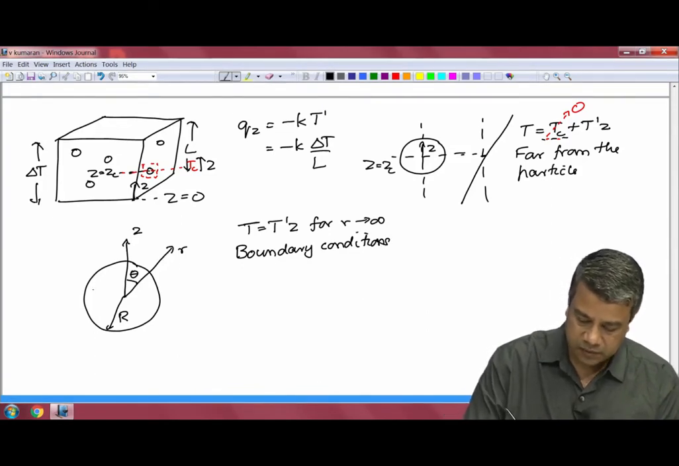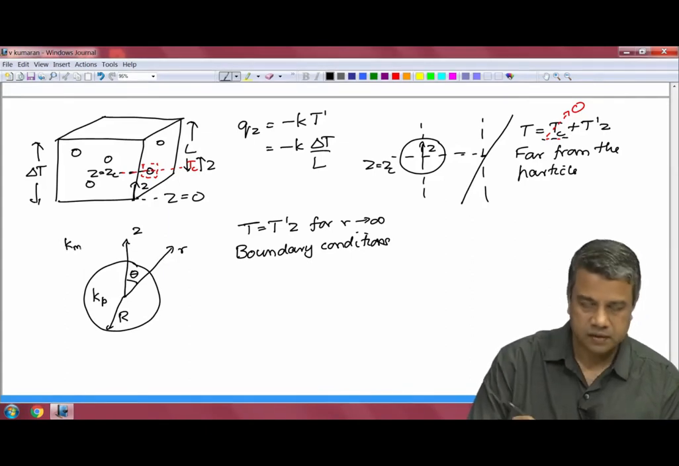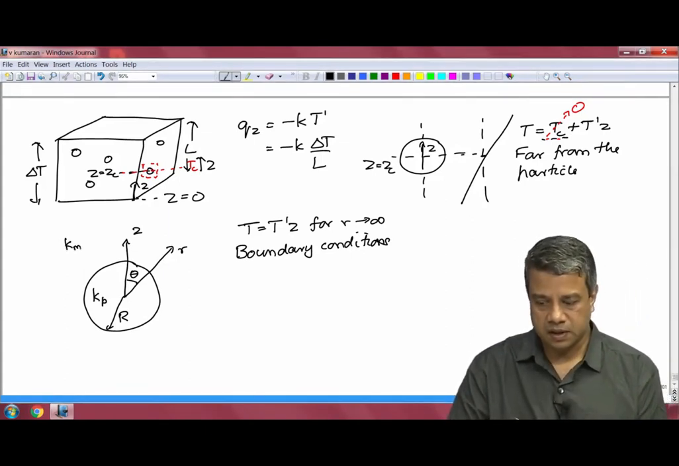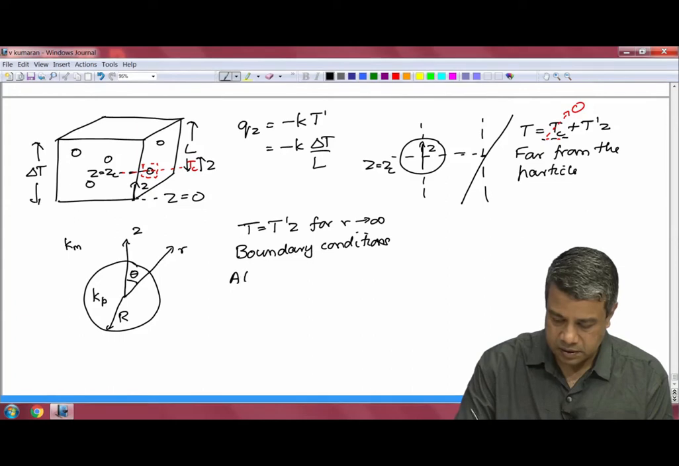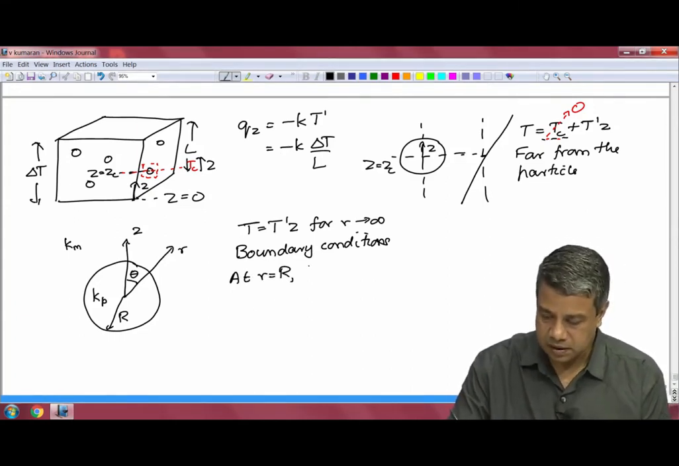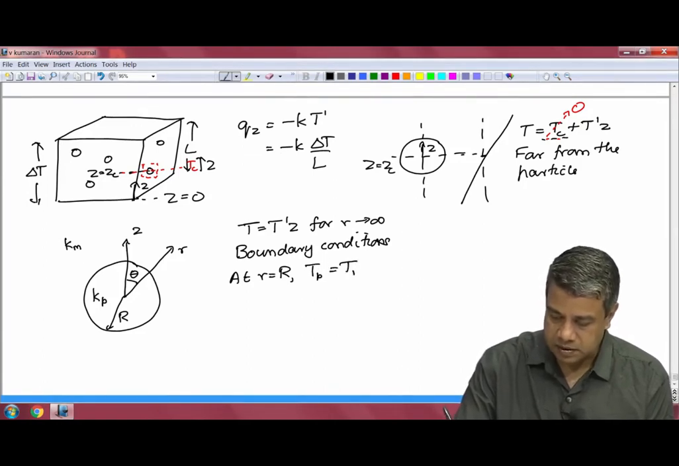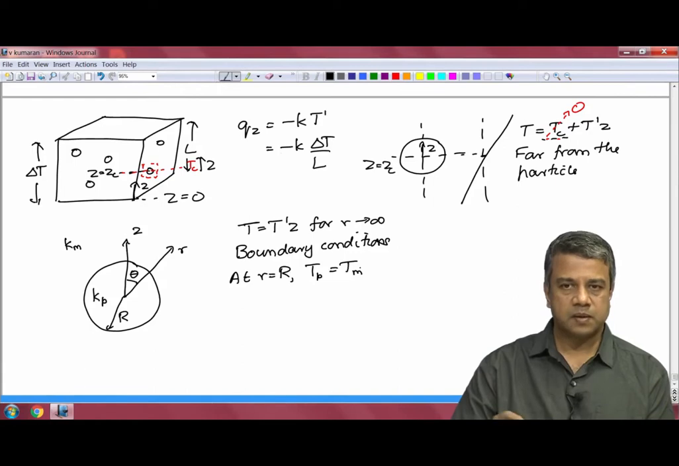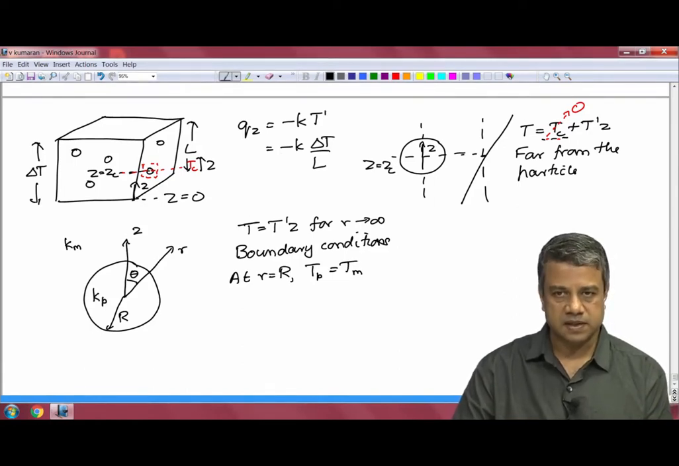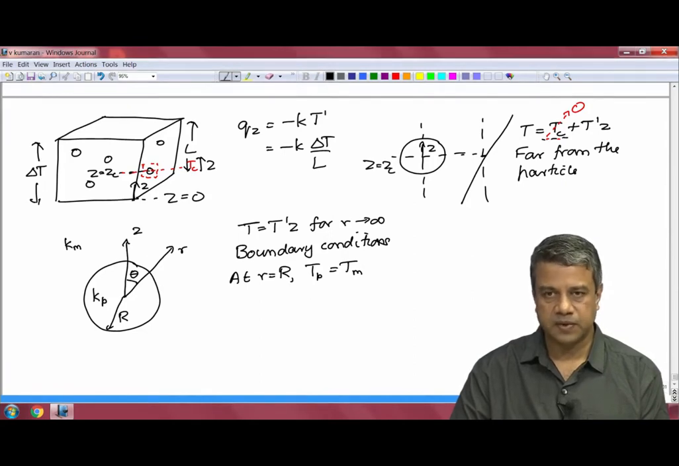I have a particle with conductivity Kp, matrix with conductivity Km. At the surface, at r is equal to R, you require that the temperature in the particle is equal to the temperature in the matrix. The temperature at a point on the surface has to be the same whether it is in the particle or in the matrix.